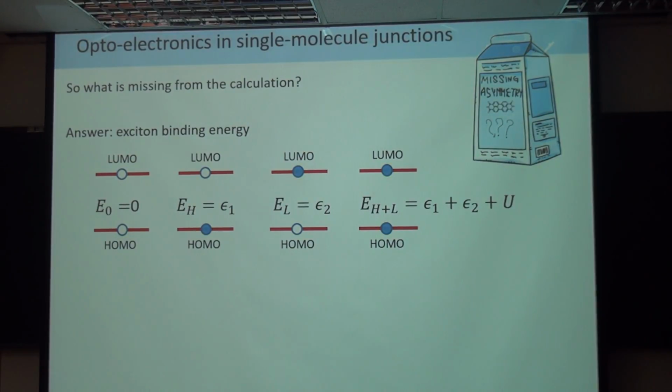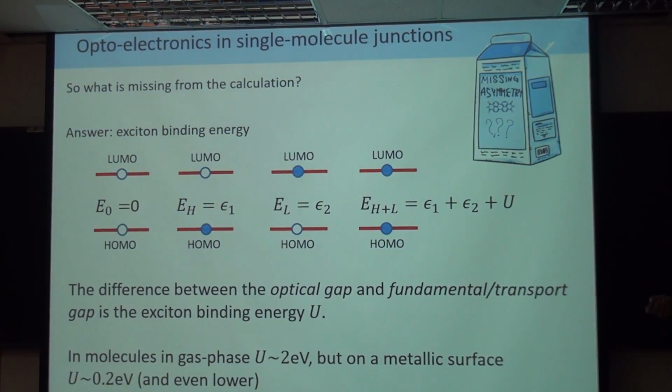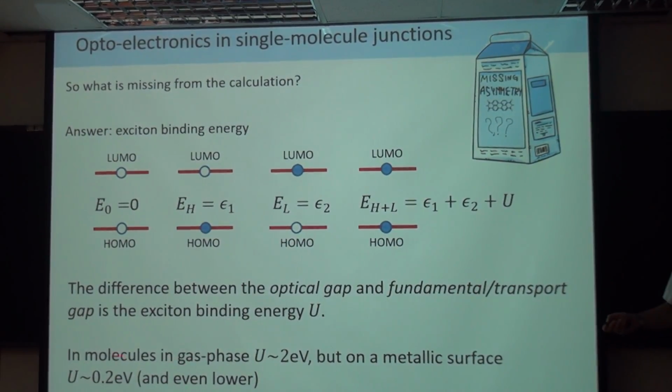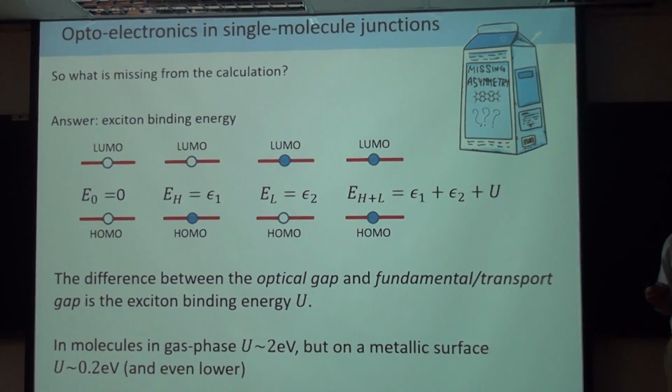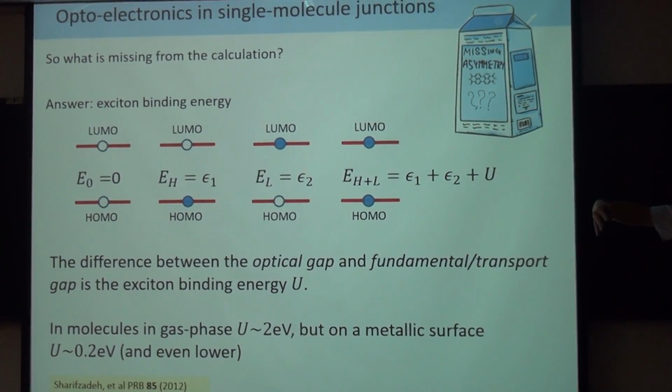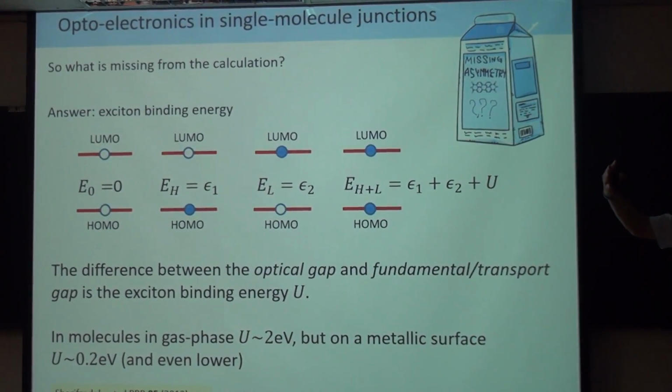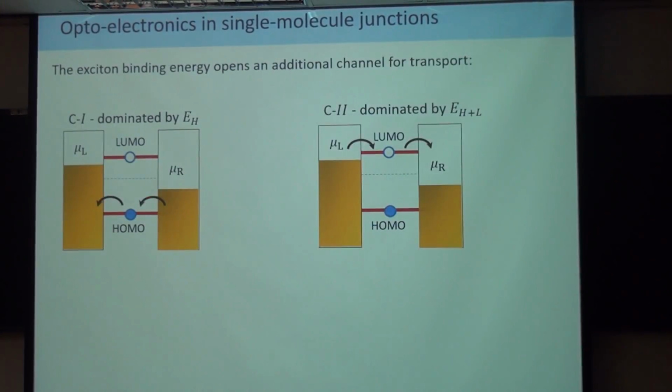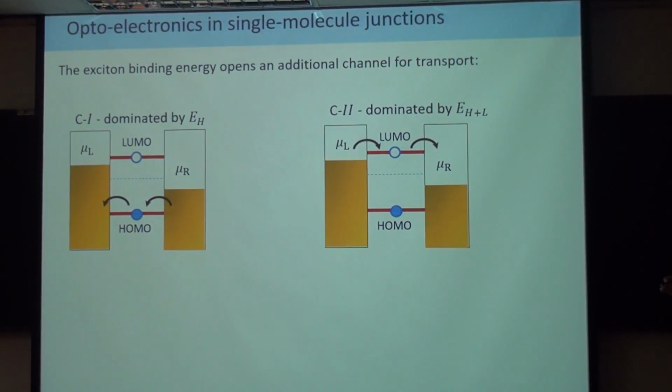And quite surprisingly, this has never been considered in the literature in the context of photoconductivity. And in fact, it can be very large in the gas phase. It's about 2 electron volts, but it's around 0 point something in the junction, because Coulomb effects are screened by the electrons in the electrode. And this is a well-known effect. So what happens here?